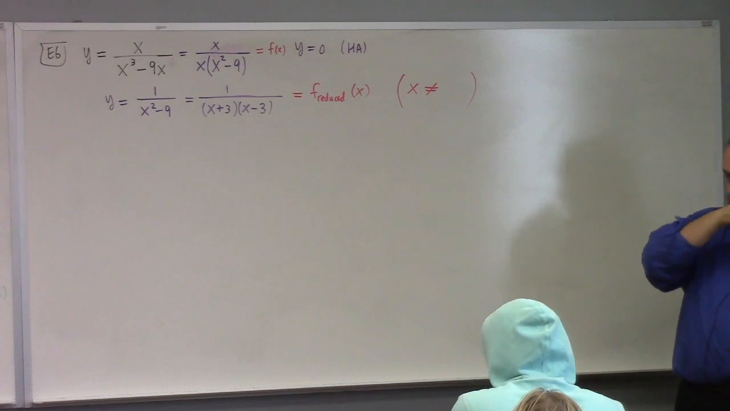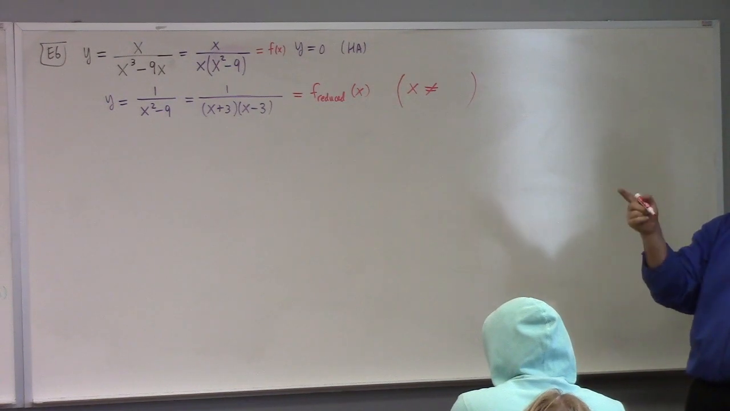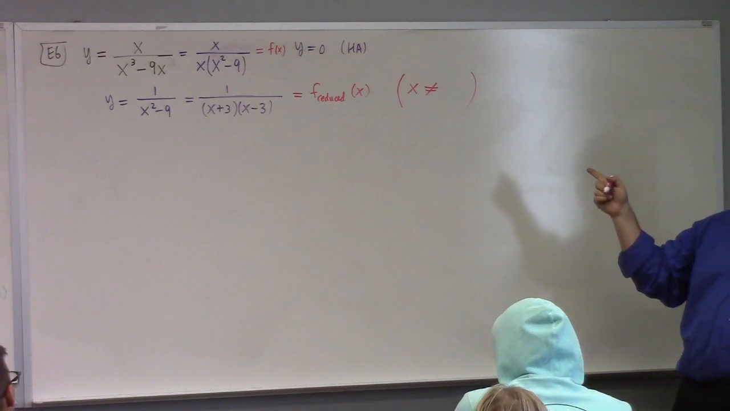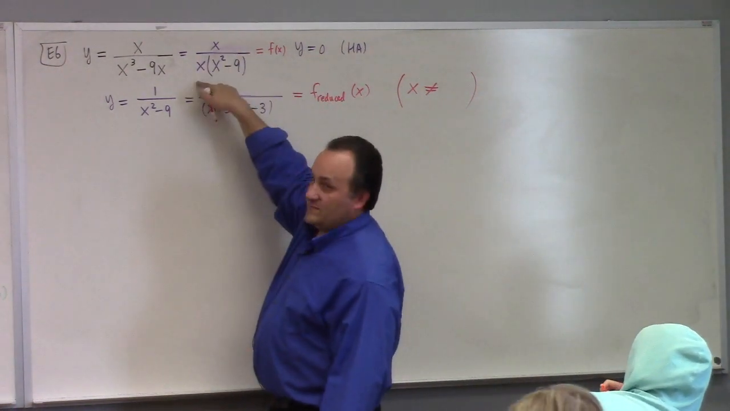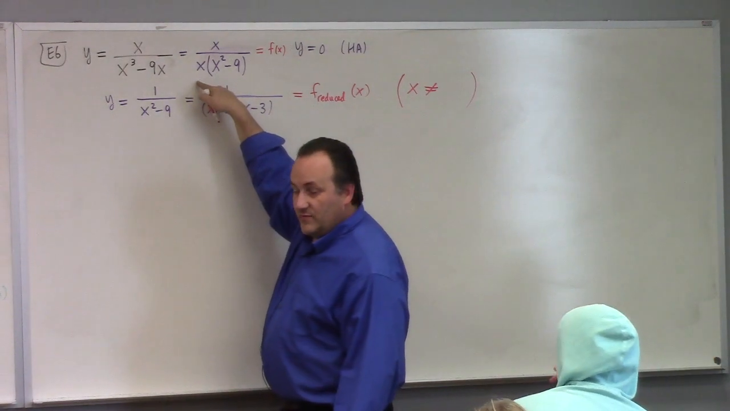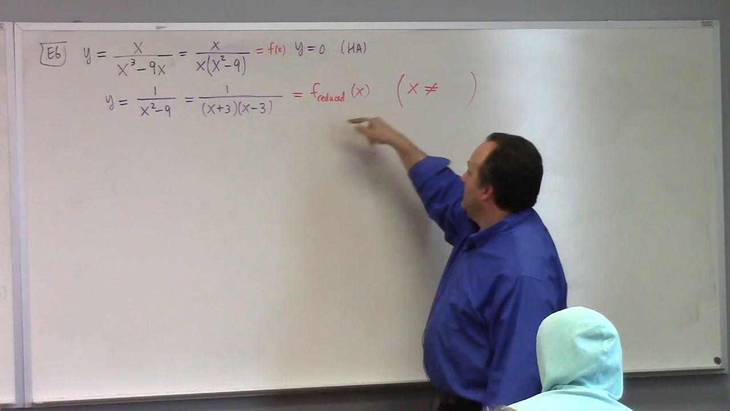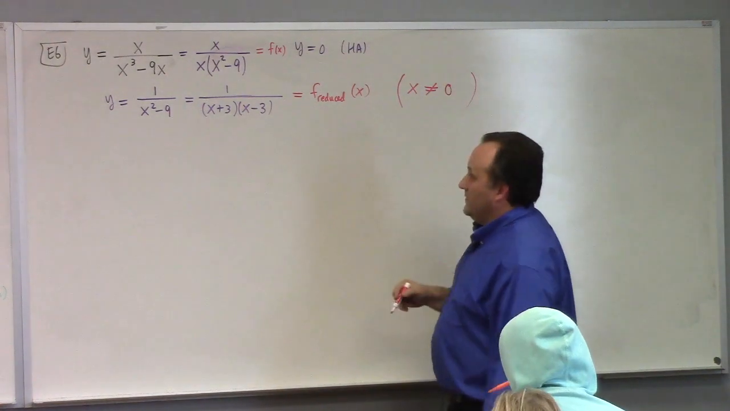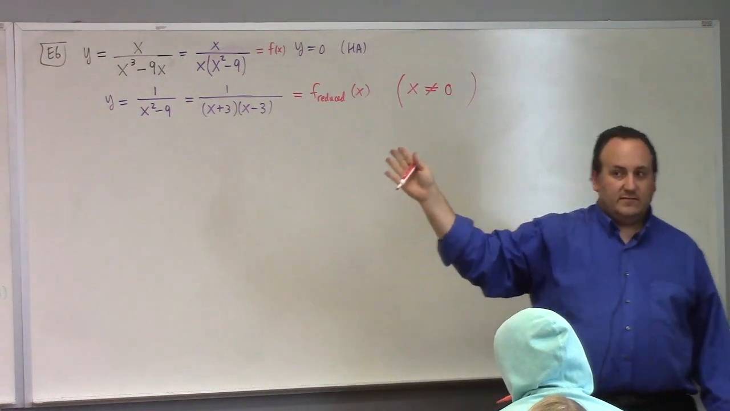X is not equal to 0. X is not equal to 0 is correct. 0 is the one place where I can't do what I did, which was to do what? I canceled the x's. That assumes x is non-zero. So this is the reduced formula for the function for x non-zero. Now if x is non-zero, the formula simplifies like such, right?